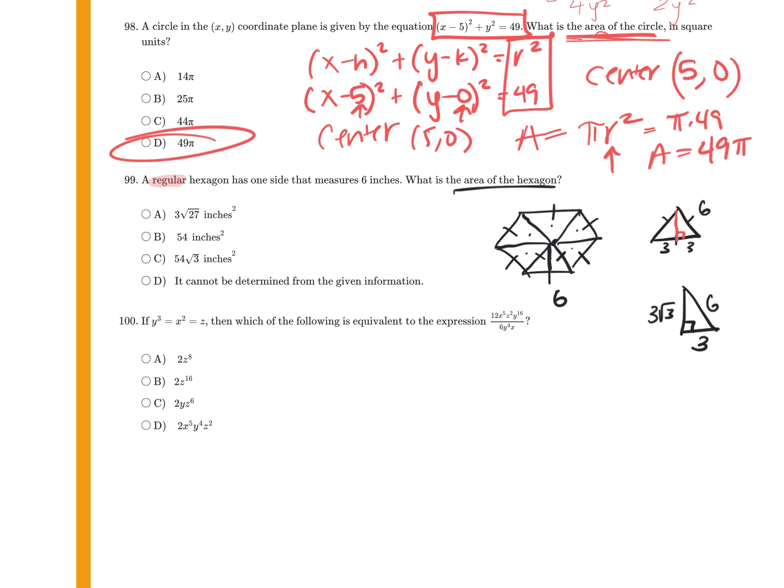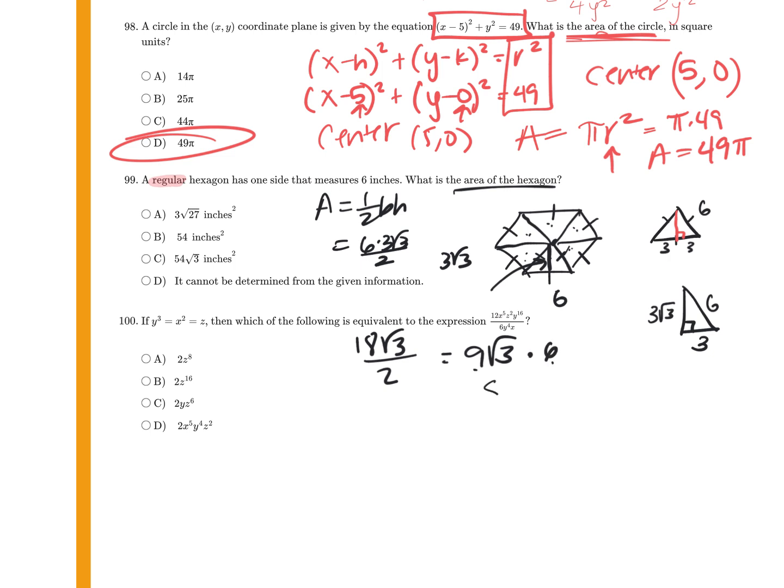Okay, so this height right here is 3 square root of 3. The formula for area of a triangle is 1/2 base times height. The base is 6, the height is 3 square root of 3, and then we're going to divide that by 2. So that's 18 square root of 3 divided by 2, that's 9 square root of 3. That's the area of one triangle, but there's 1, 2, 3, 4, 5, 6 of them. So we're going to multiply this by 6. 9 times 6, 54 square root of 3.